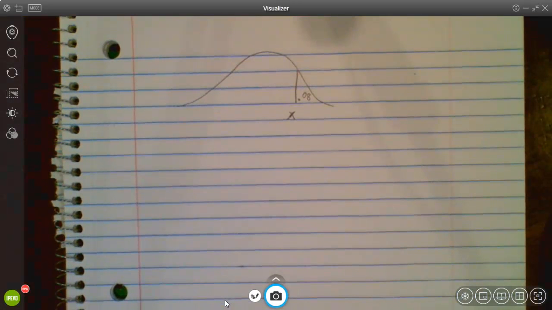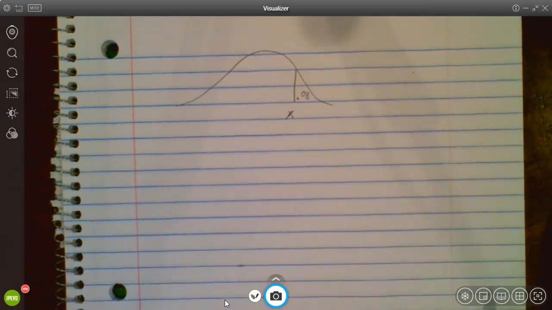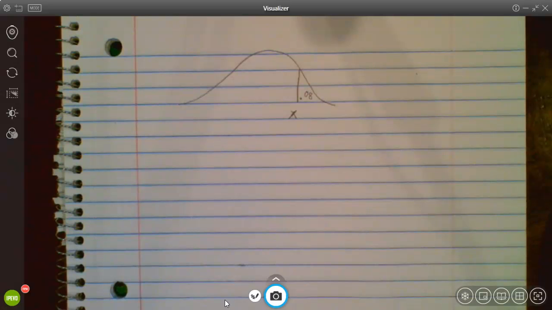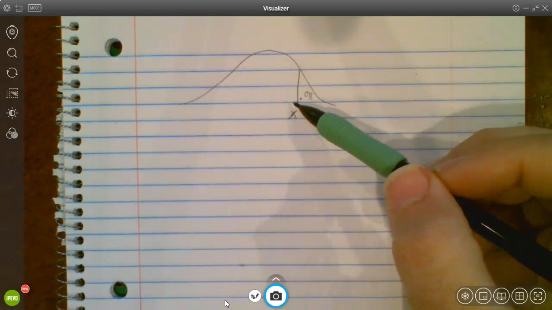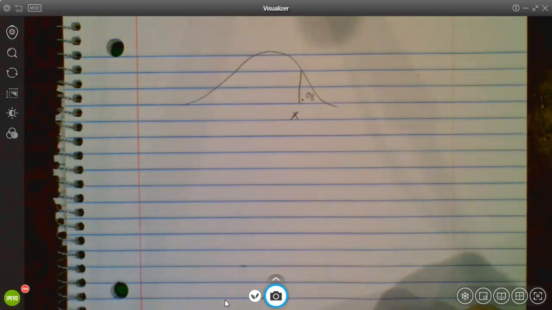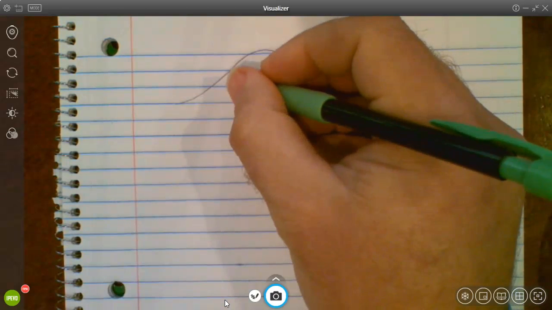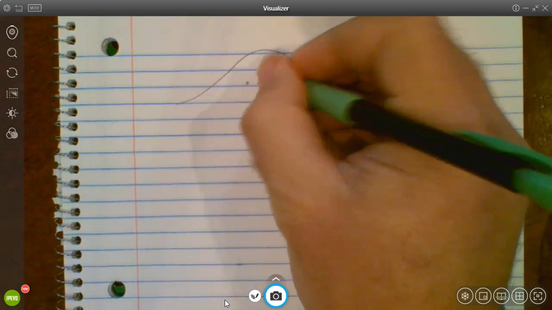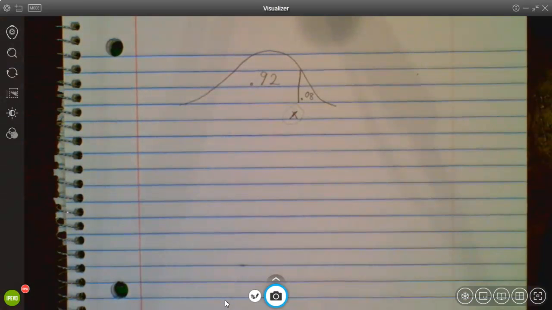So we need to recognize that when we calculate this, whether it's in Desmos or in a graphing calculator, when they ask you for the percent or the area under the curve, they are always wanting what's on this side of X, right? That's what goes into the calculator function. So if there is 8% to the right of X, that must mean that there is 92% to the left.